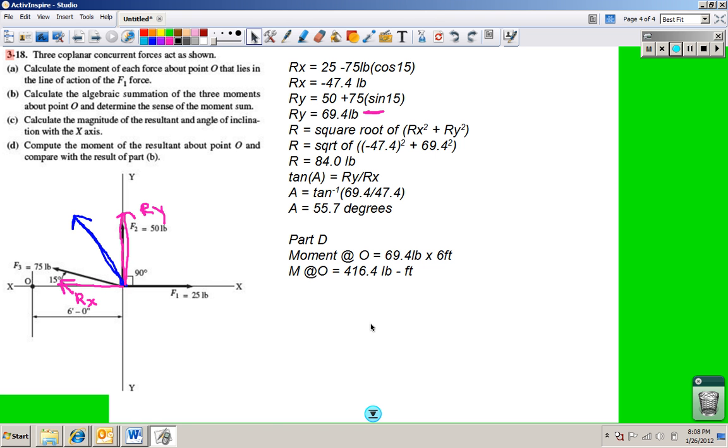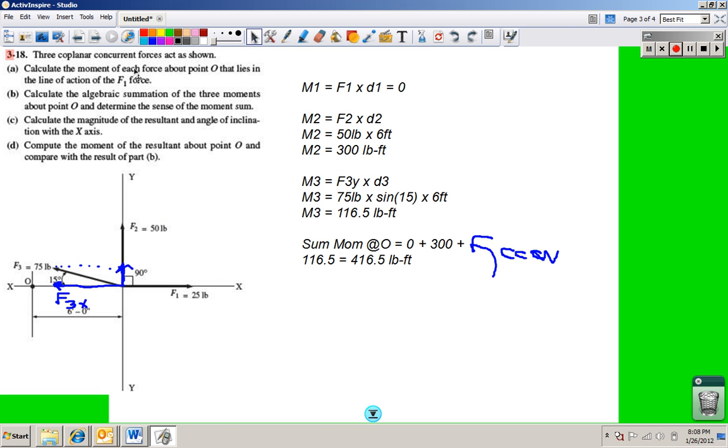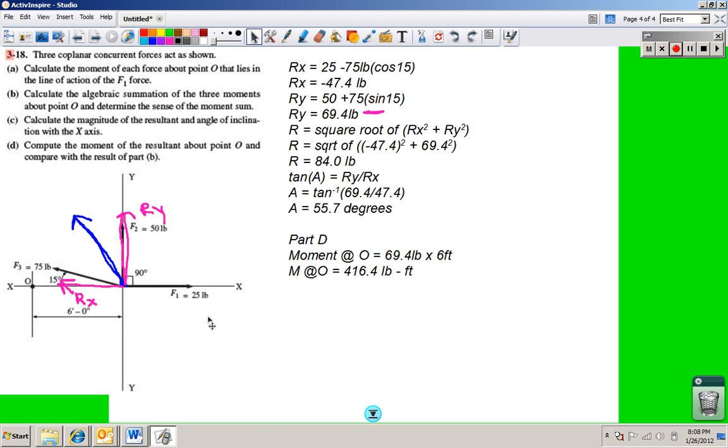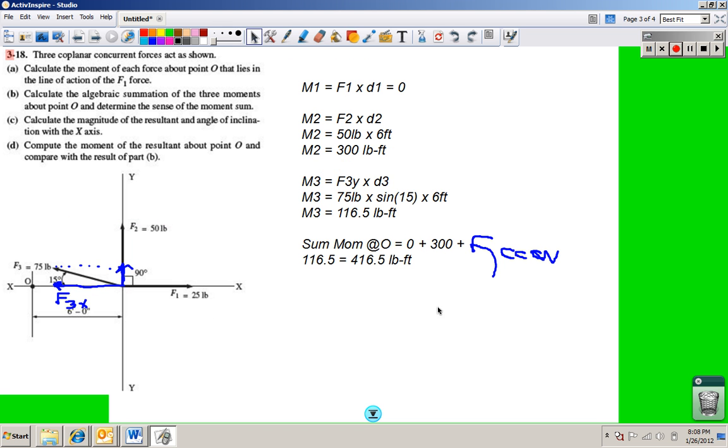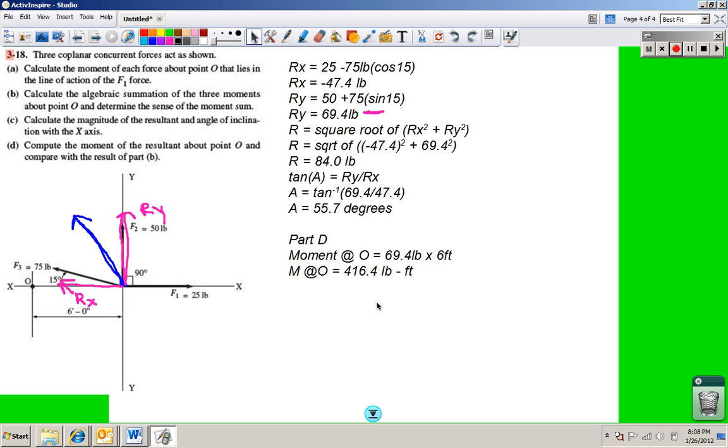Okay, and so when I look at that, that is a positive moment. It's going to tend to cause a counterclockwise rotation. And that is essentially the exact same answer as I got for part B. See, 416.5 and 416.4. That's a great thing.